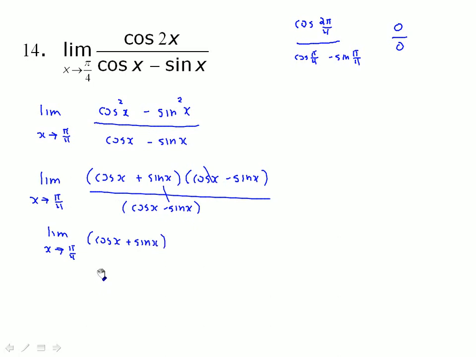We take the limit and we get the cos of pi over 4 is root 2 over 2, and then the sine of the same is root 2 over 2. And then when you add the two together, you'll get 2 root 2 over 2, which is just equal to square root 2. So this is why you get good at identities, so that you can make these simplifications.